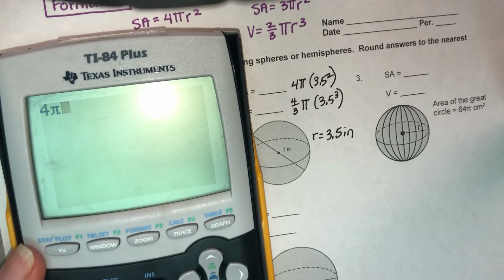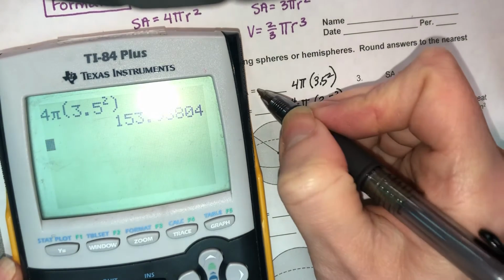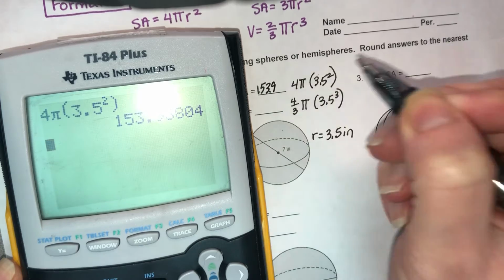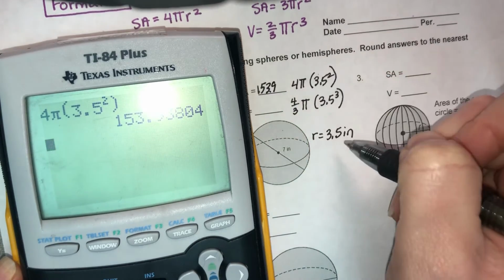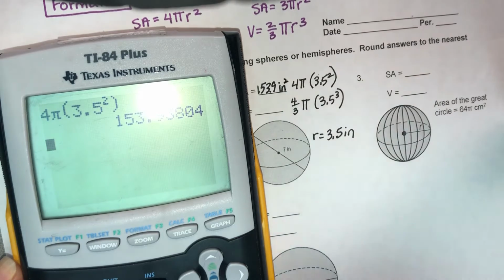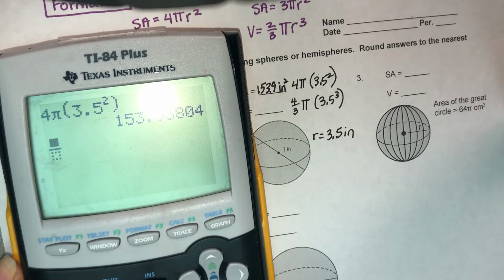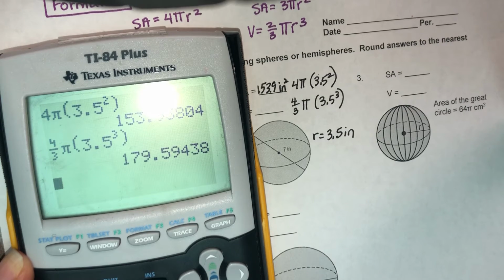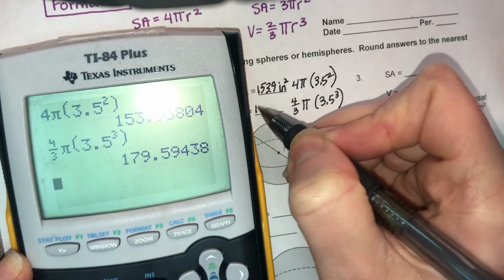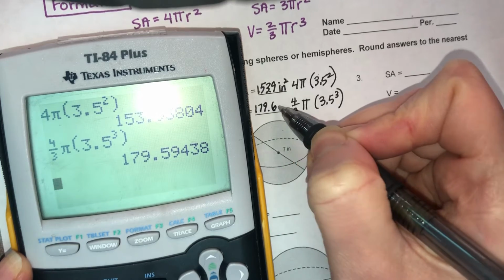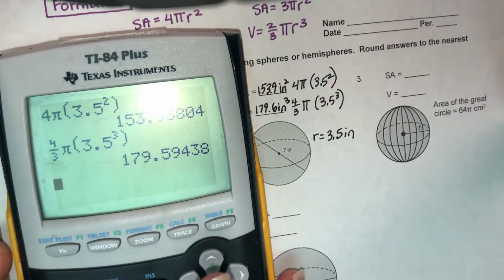4 pi times 3.5 squared. So that's 153.9, and the units are inches squared. And now for the volume, I'm going to use alpha y equals number 1 to get that fraction. 4/3 pi times 3.5 cubed. And this gives me 179.6, and this is inches cubed for my units.